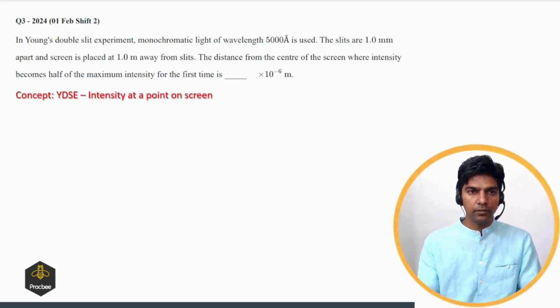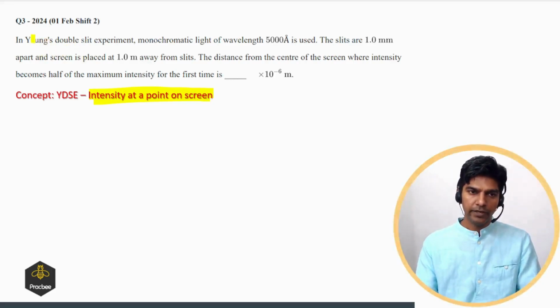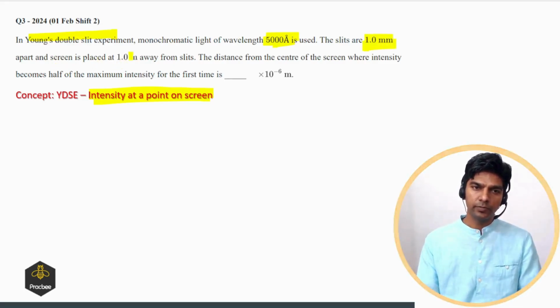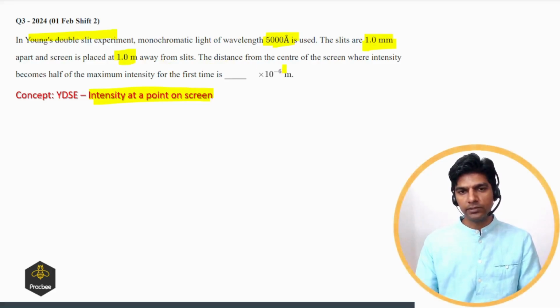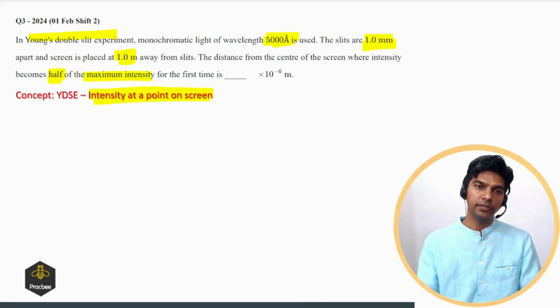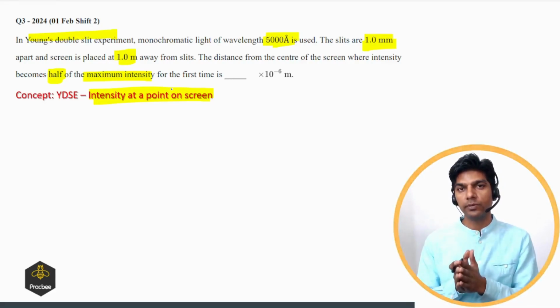Right, so the next problem type is based on the intensity at a point on the screen in YDSE. So let us see the question. In YDSE, a monochromatic light of wavelength 5000 angstrom is used. The slits are 1 millimeter apart and the screen is placed 1 meter away from the slits. Find the distance from the center of the screen where the intensity becomes half of the maximum intensity. So here we have to find the position on the screen where the intensity becomes half of the maximum intensity. And if no information is given about the individual intensities, you can assume intensities are same.